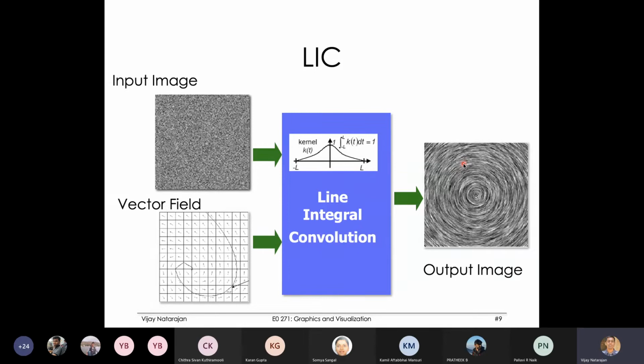But of course, the output is no longer a collection of curves, rather it is an image. This is a big benefit, because with the image, you can do other kinds of processing and quick computation and so on. So LIC images are very popular in visualizing 2D vector fields.